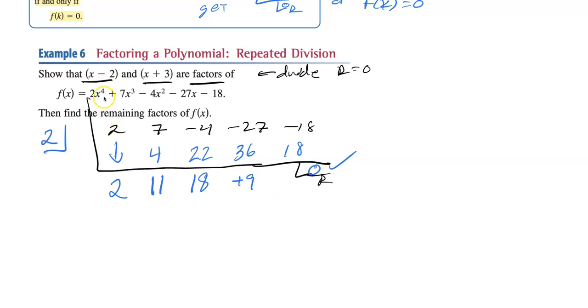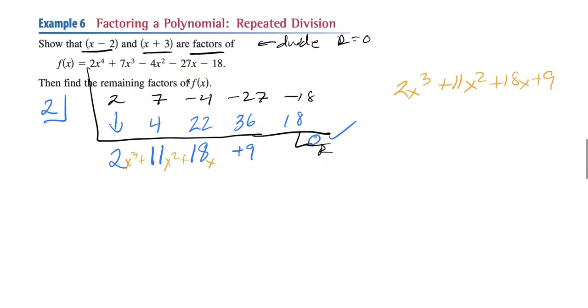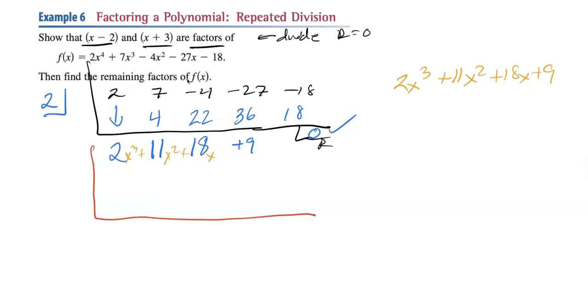Now, here's the thing. Remember, we went down a level. So this is x cubed plus x squared plus x minus 9. If I was going to rewrite this, it'll be like this. But they want another factor here, so we're just going to do synthetic division one more time. My last one here should be a remainder.